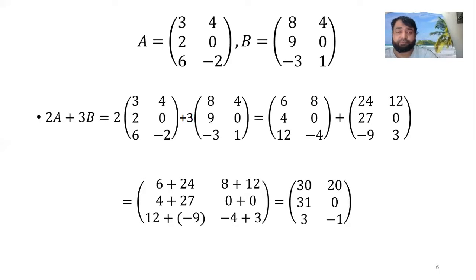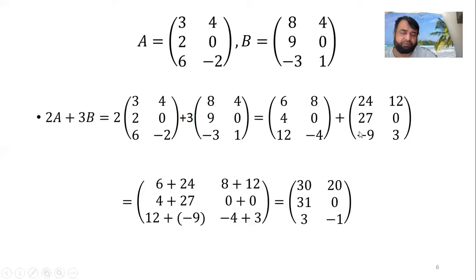So first, you have to multiply the numbers first, okay? Then you can add them or subtract them. I think you understand, okay? So simple thing. Multiply the number first with every element. So 2 times 3 is 6, 2 times 4 is 8, and so on. These are all changed. You see, multiplied by 2. And this is multiplied by 3. And then you add simply.